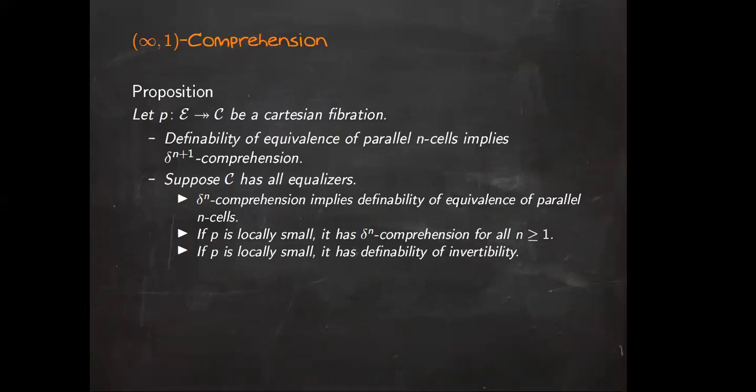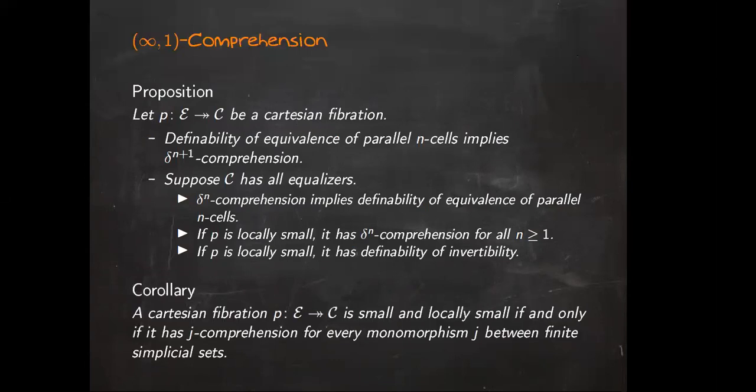And if we have equalizers, which in most of our examples we will be interested in, then vice versa, delta n comprehension implies equivalence of parallel n cells. So we have like a staircase to go up, right? So as a corollary, you see that if P is locally small, which is delta 1 comprehension, then it has delta n comprehension for all higher n. So the higher data in this case follows. And we can also show that if P is locally small, it also has this definability of invertibility, which is a generalization of the ordinary categorical statement.